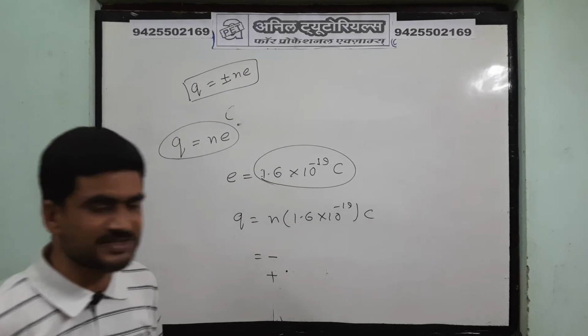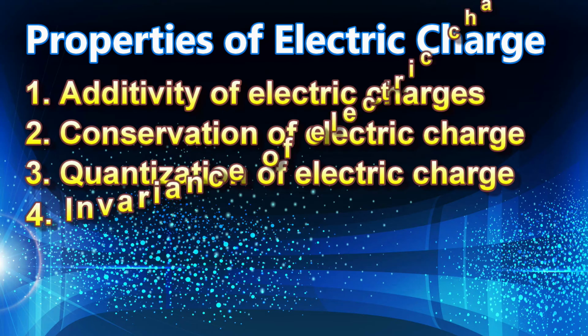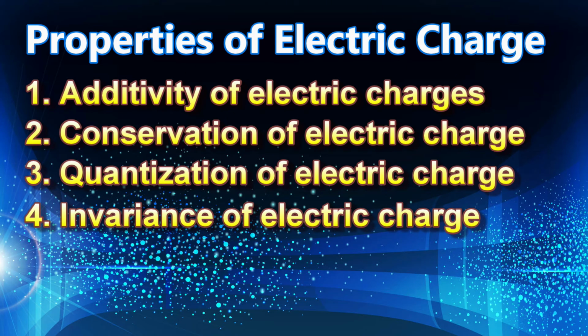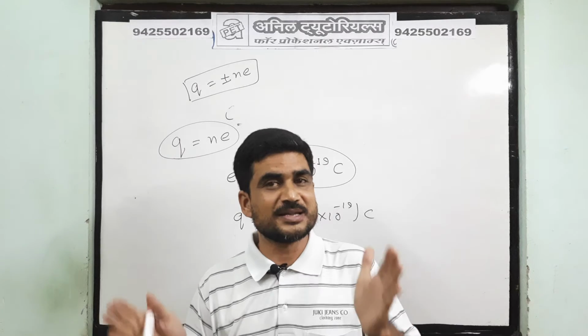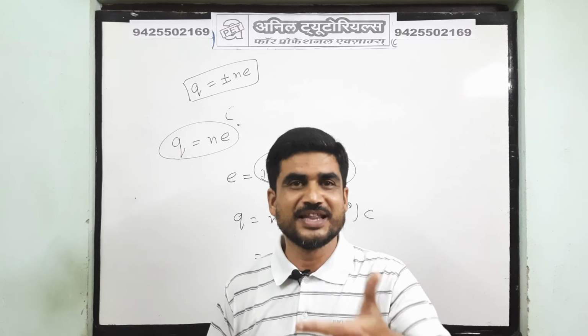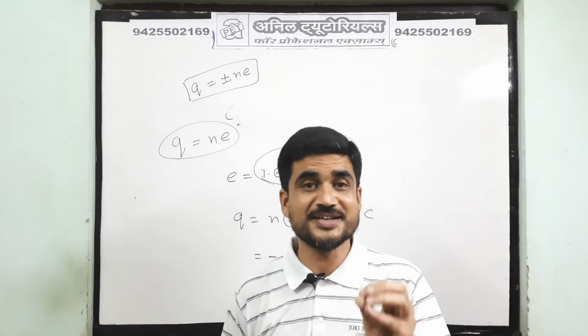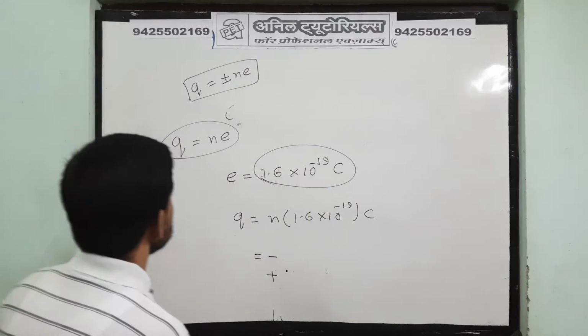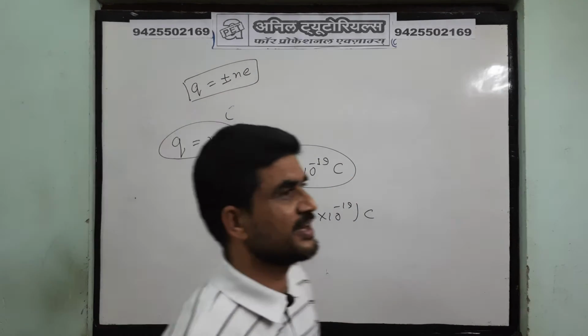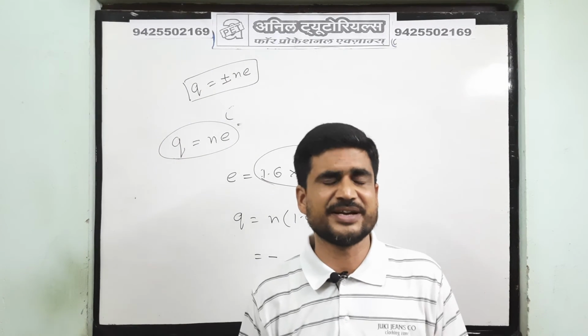And the fourth and last property is invariance. Means if the particle is in motion, there will be no change in charge. Charge remains invariant. So it does not depend upon the velocity, it does not depend upon any physical quantities.